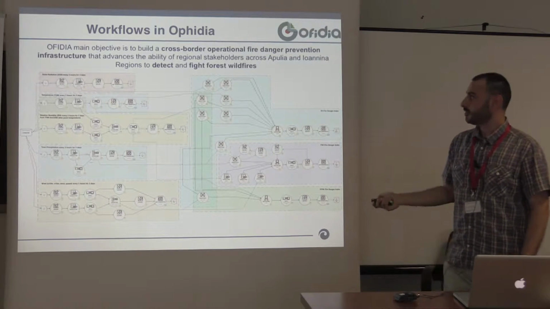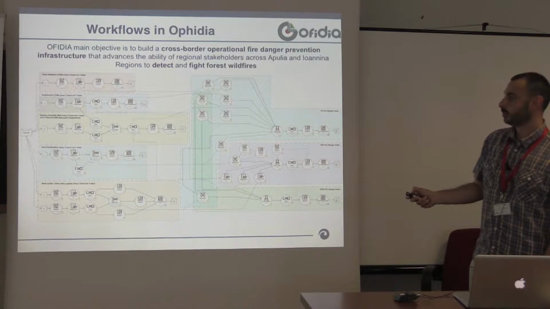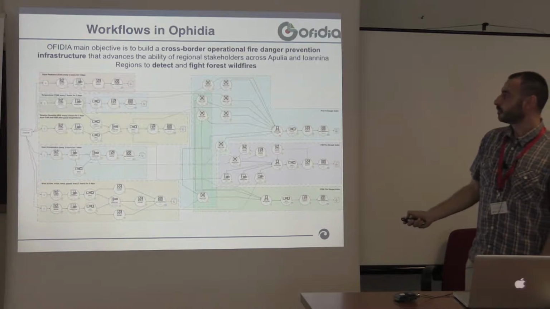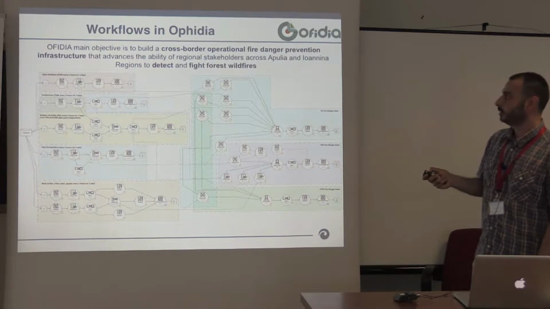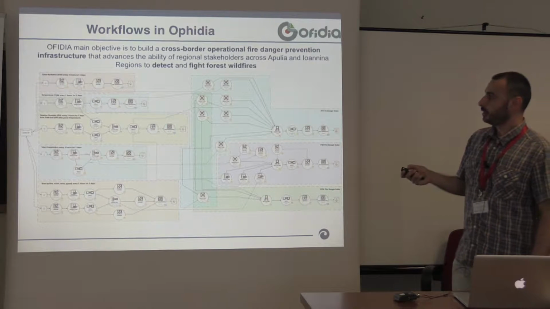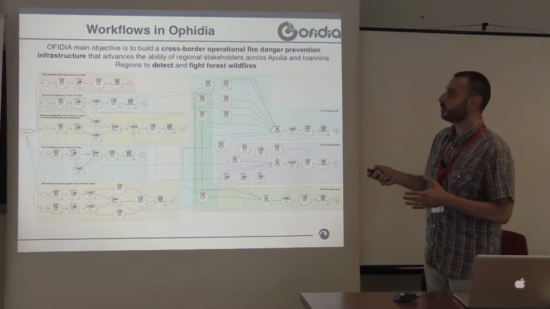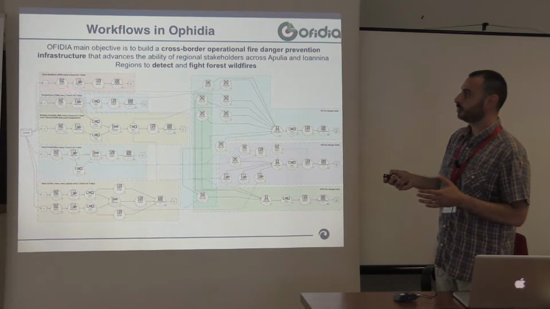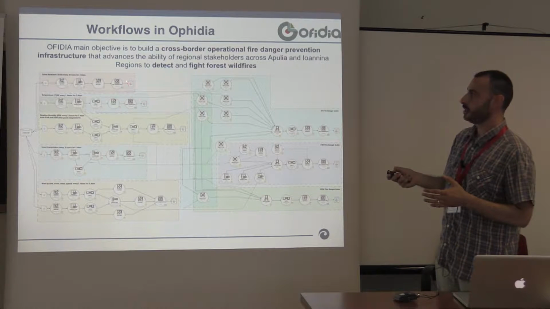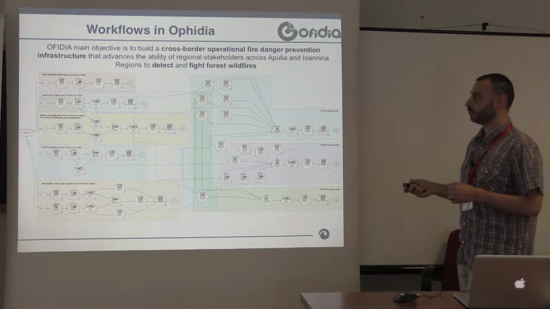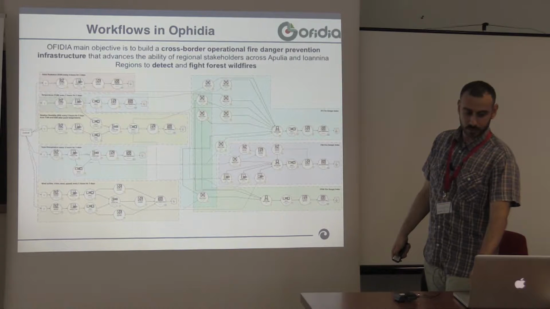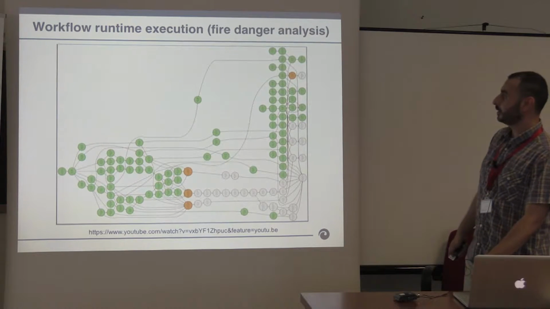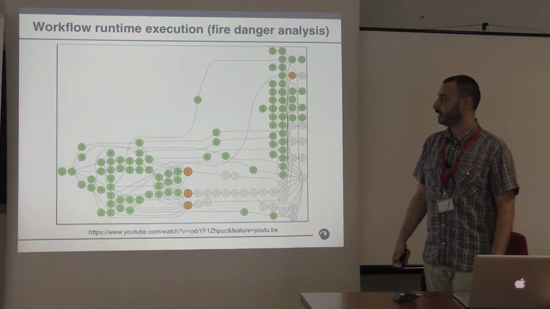As you can see, it's a very complex workflow with many tasks which run in parallel. More or less, we have 150 tasks in total. And as you can see, you can also use some intermediate output from some particular chain. This is a particular output from a particular chain. This is a snapshot at a certain moment of the execution of the fire danger analysis.